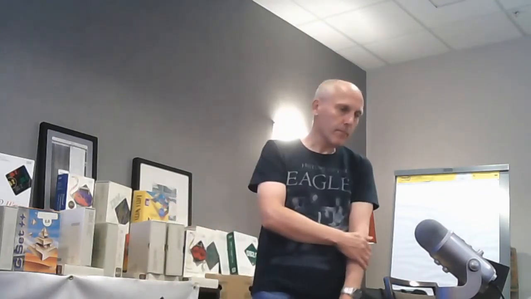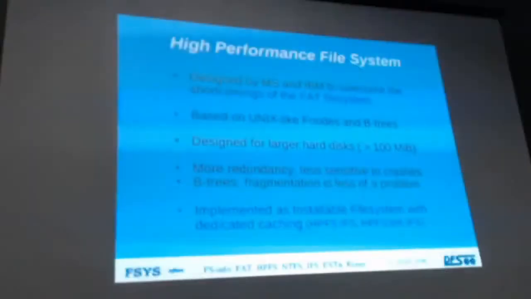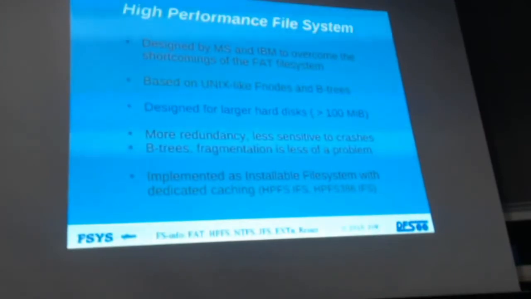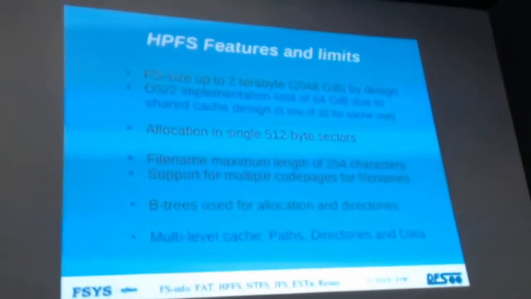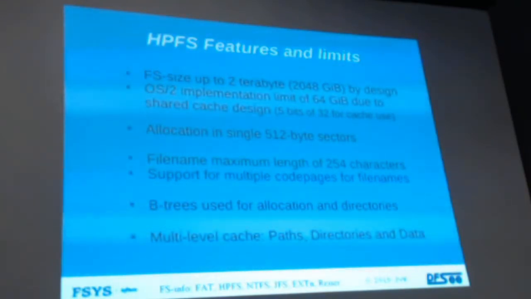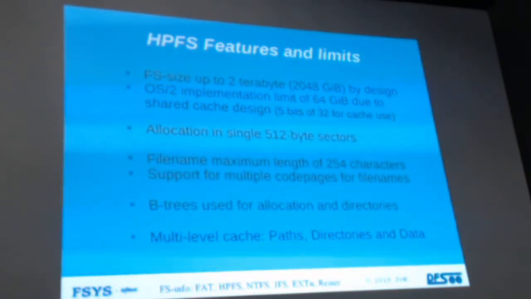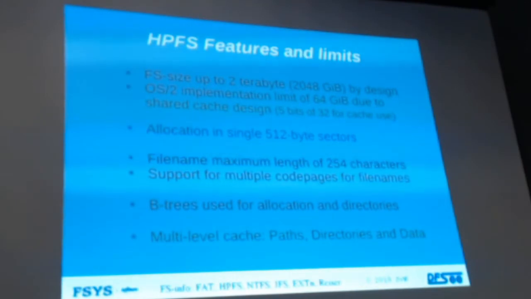We mentioned the FAT file systems. This is HPFS, designed by Microsoft and IBM together to overcome shortcomings in FAT, mainly for performance and efficiency reasons, capacity, stuff like that. I should be able to use page down today, which is a lot easier than using the mouse. There we go. So it could allow for larger files, longer file names, stuff like that. It's using B-trees for performance reasons, so it can get to its directory information much more quickly than FAT, where you basically had a linear list of stuff to search through. So that's why it's faster.